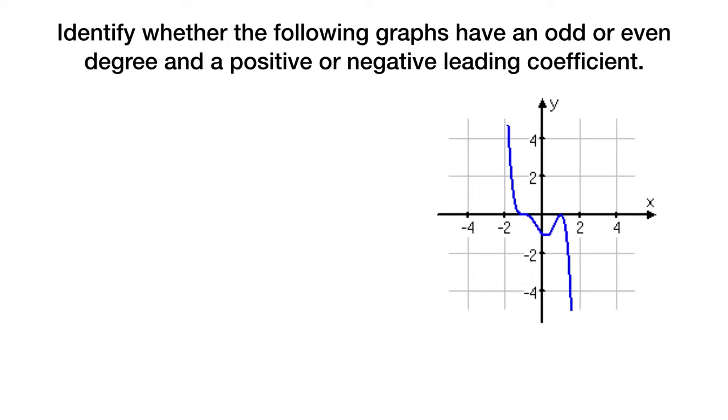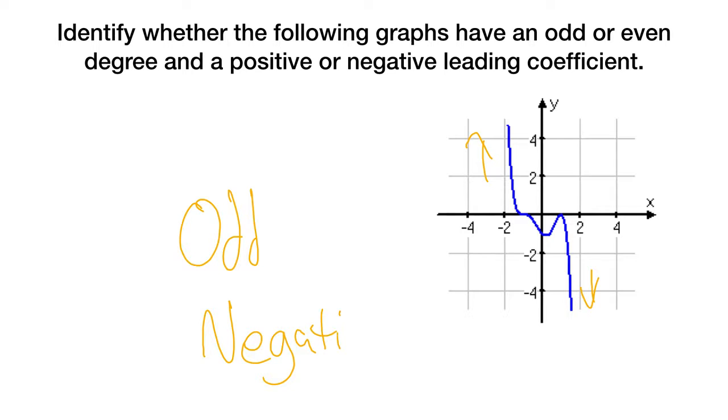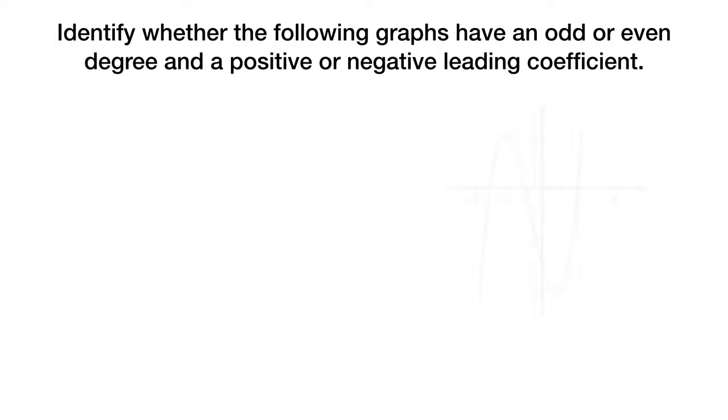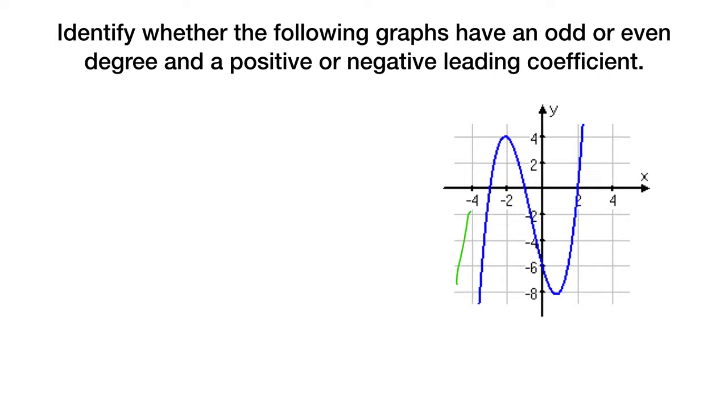Let's look at the next one. Notice that they are going opposite directions on this one. One is going up, one is going down. That means odd. Now, since on the right side it's going down, that means negative. Finally, this one, different directions again, down and then up, but since on the right side it's up, that is an odd, that is positive.